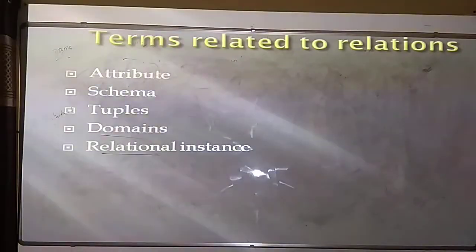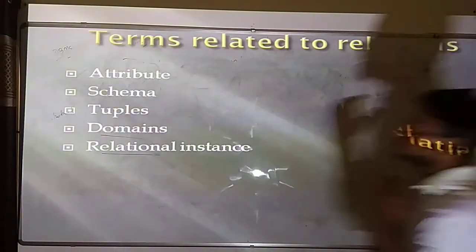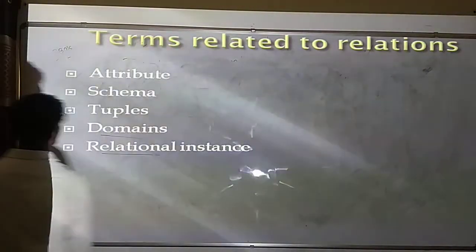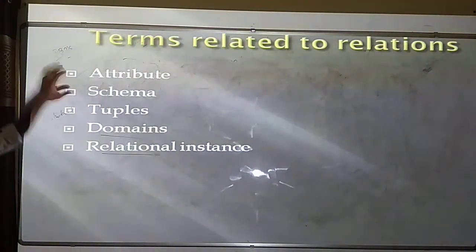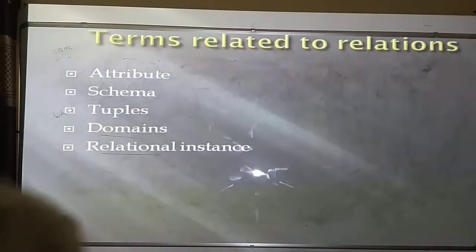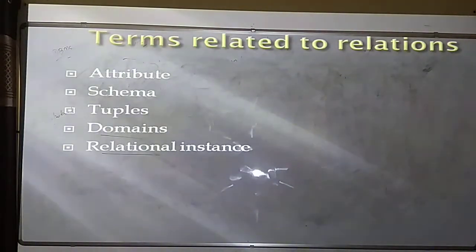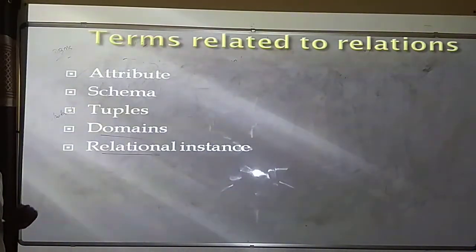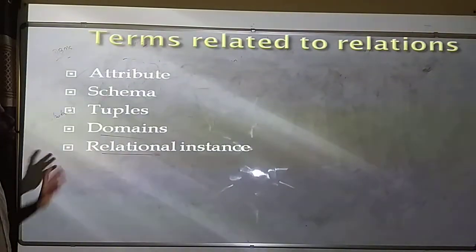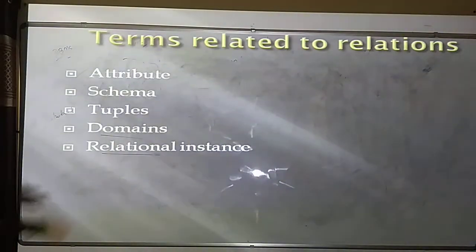For now, you need to remember these concepts or the terminology that we are going to use in our relational database model. The first one is attribute. Attributes are nothing but the characteristics of the table, and schema is nothing but the structure of the table, and tuples, and then domains, and then relational instances. This is how you need to remember about the tables.